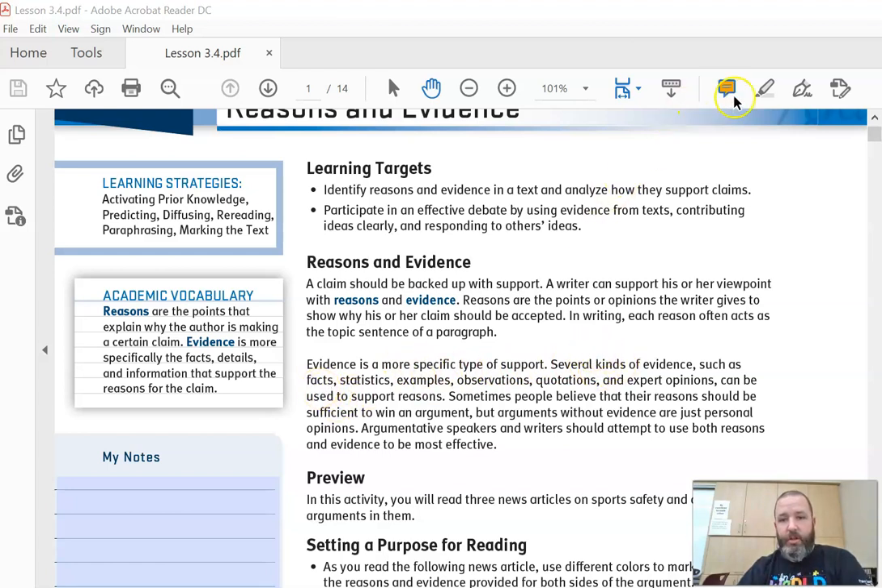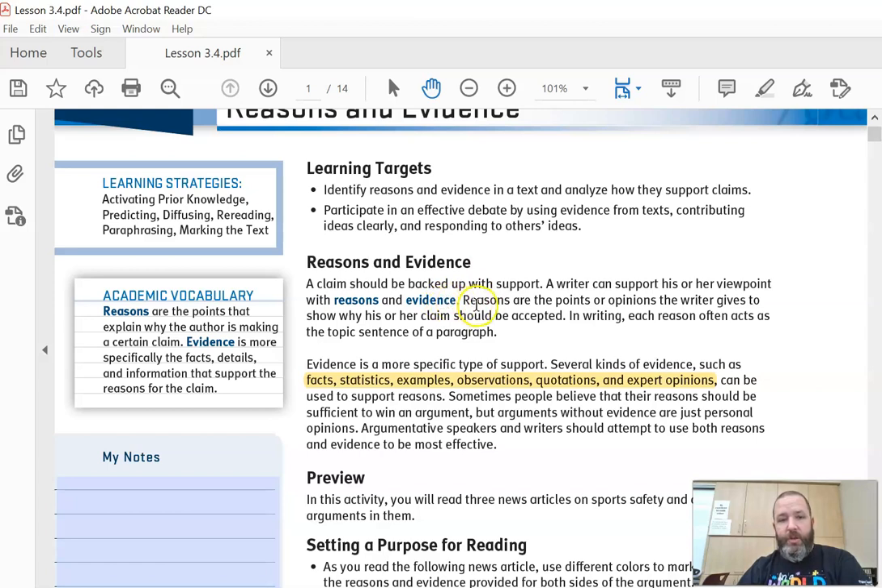This is really important right here, so I'm going to even highlight this. Facts, statistics, examples, observations, quotations, and expert opinions. We're going to come back to that. Can be used to support reasons. Sometimes people believe that reasons should be sufficient to win an argument, but arguments without evidence are just personal opinions. Argumentative speakers and writers should attempt to use both reasons and evidence to be most effective.